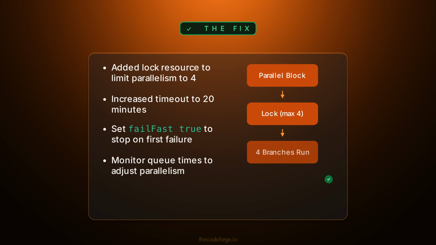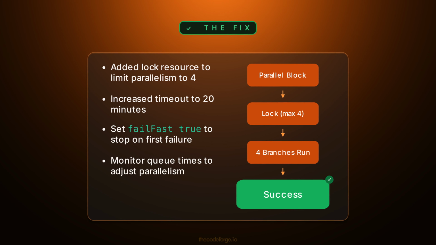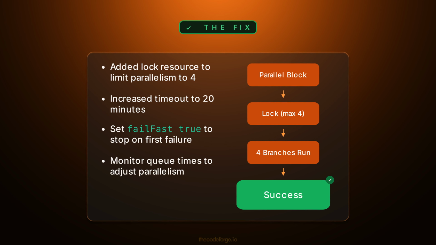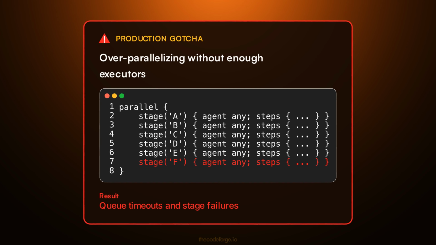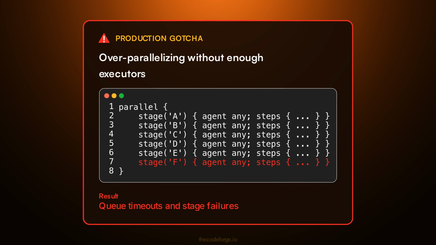The fix was to add a lock resource to limit parallelism to 4, matching available executors. We also increased the timeout to 20 minutes to account for queue time. Now, only 4 branches run concurrently, and queue time is minimal. Launching more parallel branches than available executors causes queue timeouts. Match parallelism to your executor count to avoid this.